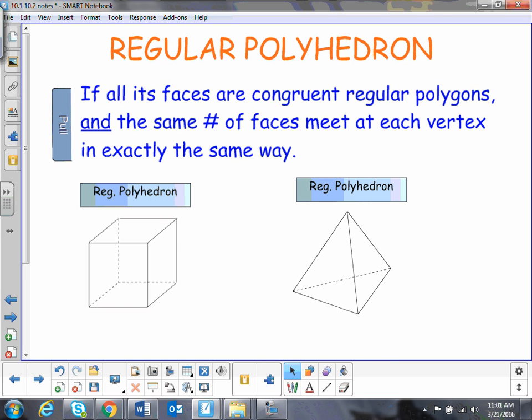And then this one looks a little awkward, but all of the faces are the same. Okay? Regular polyhedrons are polyhedrons that are made up of regular polygons. And they all got to be the exact same and meet the exact same way. Good? Are you guys good for the next one?